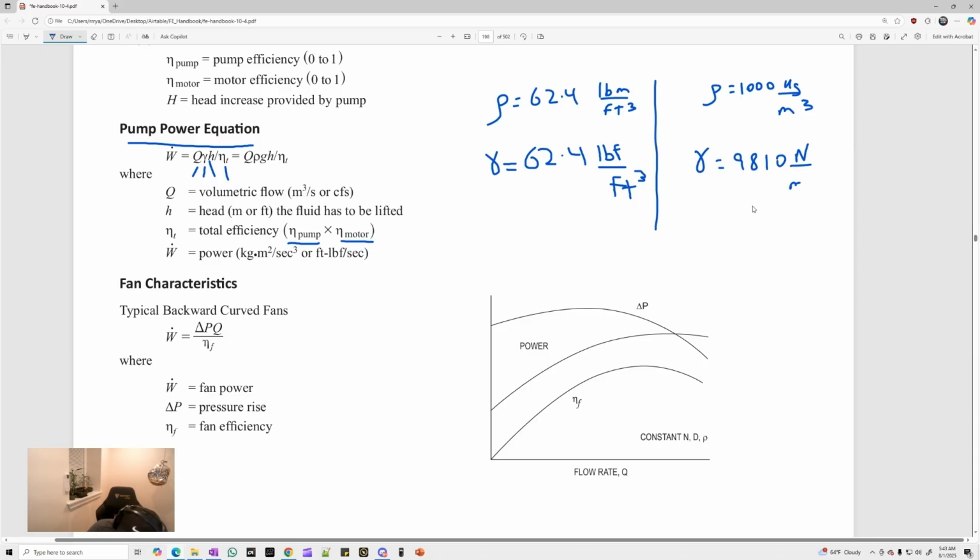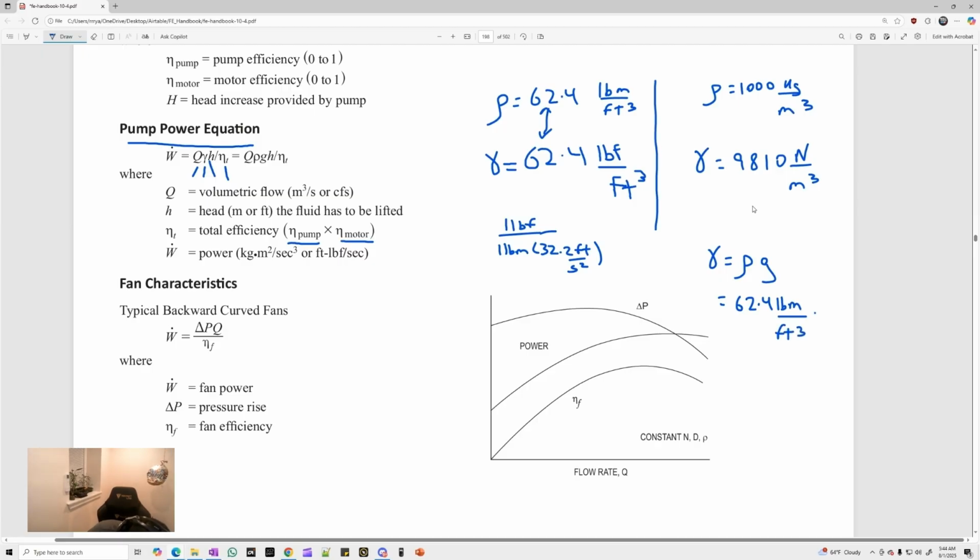The reason that these two values are the same in the English system is just the definition of pound force and pound mass. Remember that a pound force is defined as the amount of force necessary to accelerate 1 pound mass at a rate of 32.2 feet per second squared. So if you plug this conversion factor into the definition of the specific weight for the English system, density times gravity, what is the density? It's 62.4 pound mass per cubic foot.